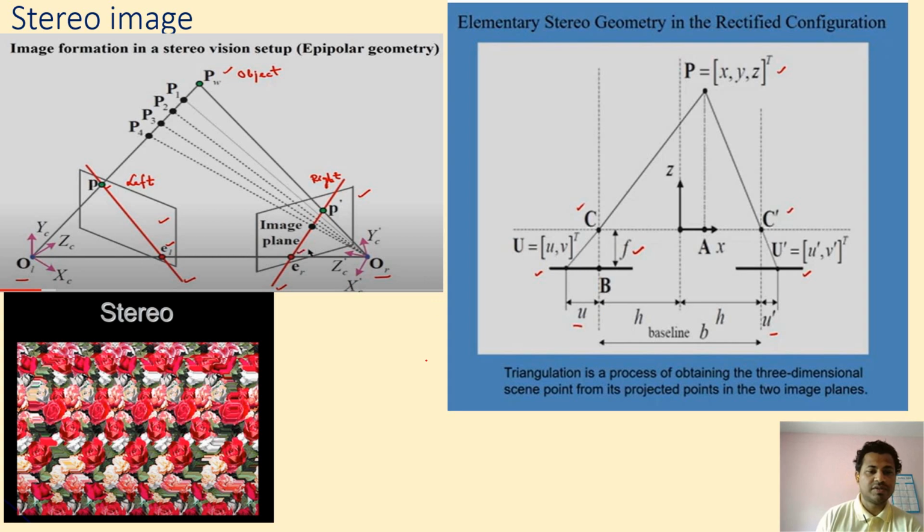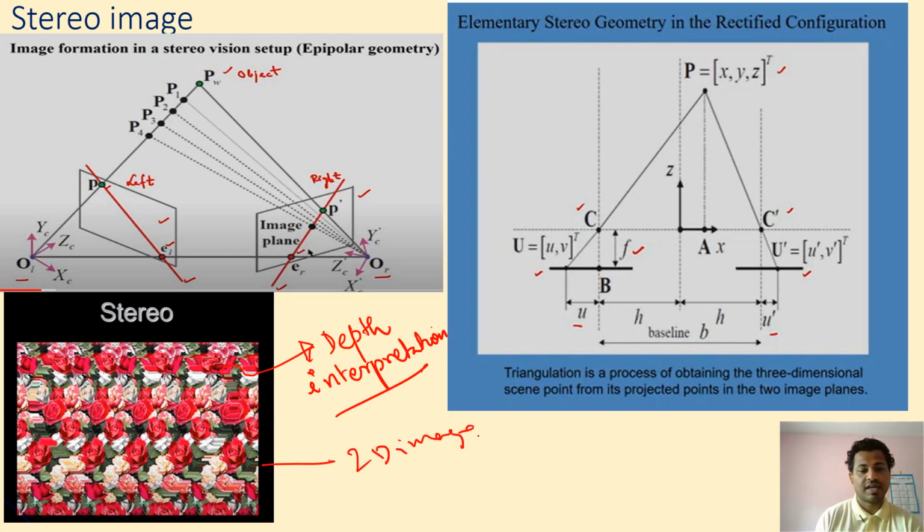Now stereo image. A stereo image is a form of representation where triangulation is being done. So a stereo image represents the depth in a 2D image representation. From the stereo image we can get the depth value or interpretation or information with the help of a 2D image array. So we can get the depth information from a stereo image. So this is basically how it is being done with the help of a stereo image.